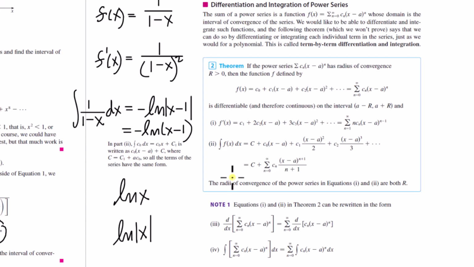You have to recheck the endpoints. That's it. Radius of convergence is exactly the same. You just have to recheck the endpoints. It could be the case that that changes.